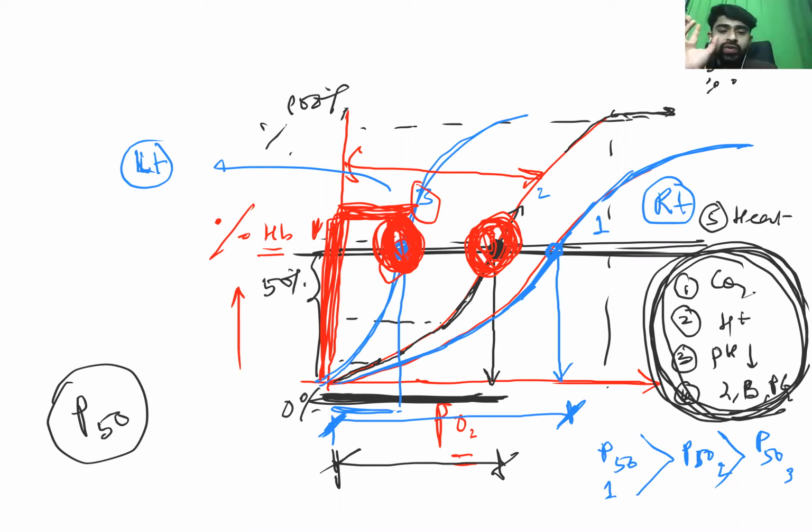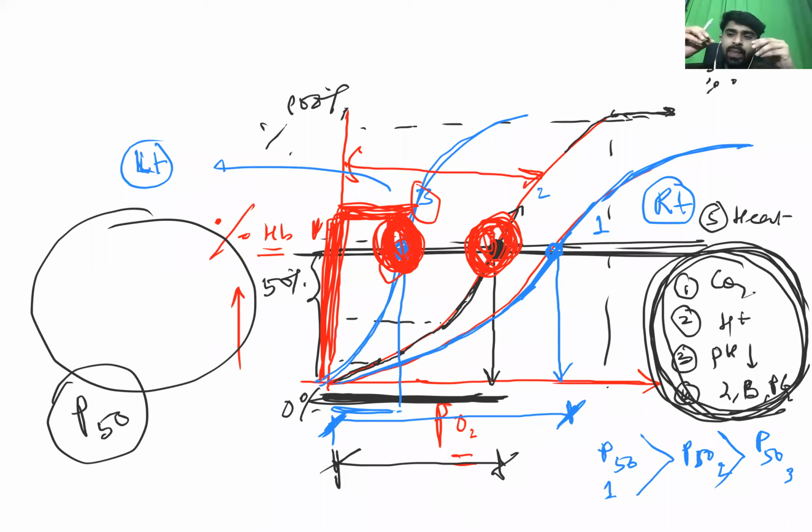If you impose the exactly reverse conditions, I mean less carbon dioxide, more basic conditions, I mean less acidic, pH is high, or 2,3 BPG is less, then you will get left shifting of the curve. But apart from those conditions 1, 2, 3, 4, 5, you have to remember there is another condition. That condition is called fetal hemoglobin. In fetal hemoglobin, we will also get left shifting of the curve.